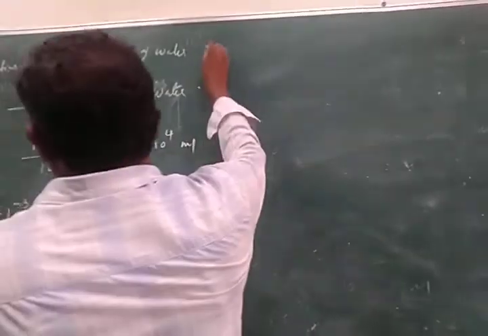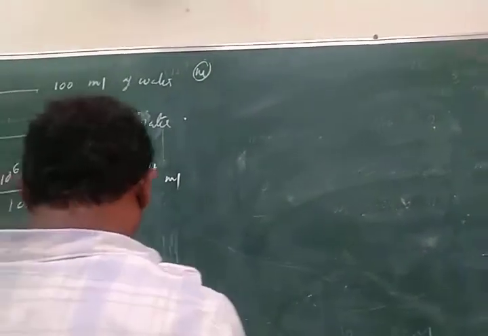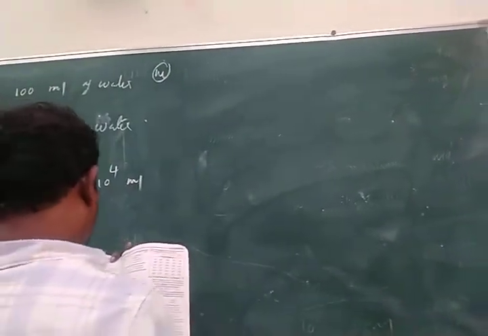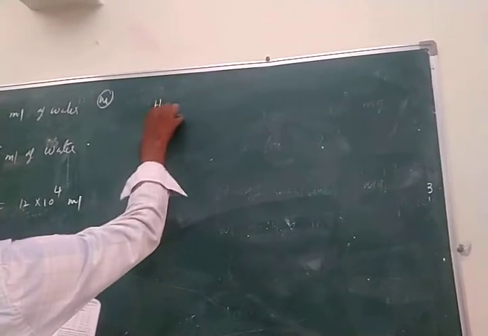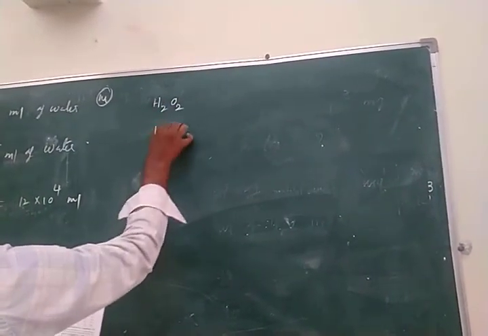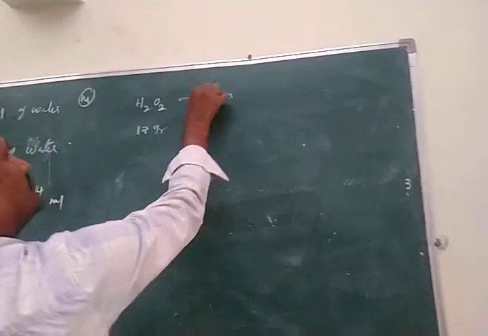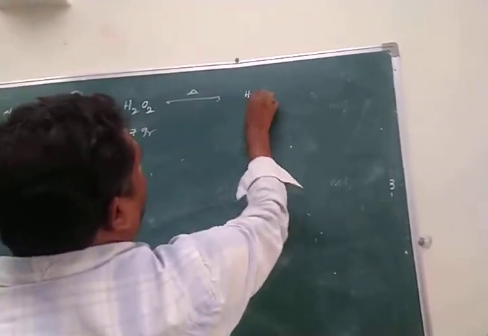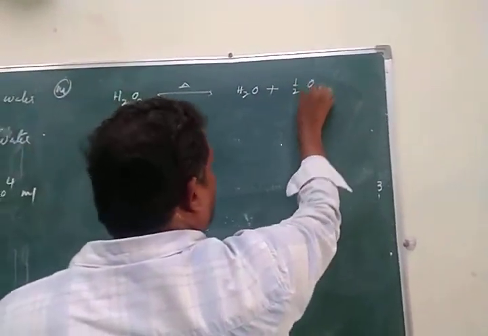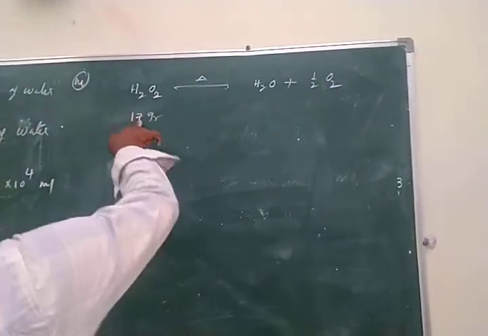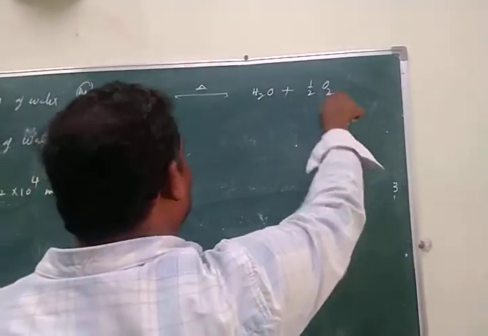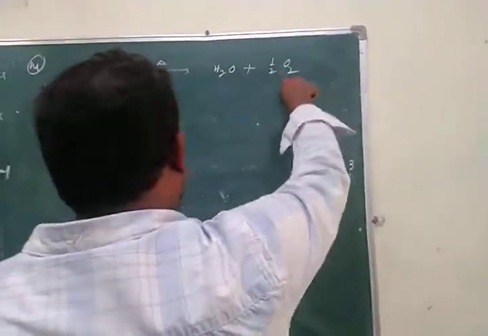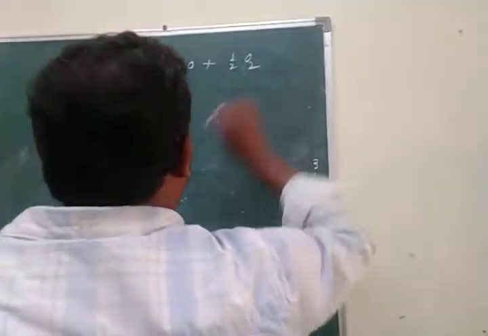The volume occupied by O2 gas at STP, obtained by the decomposition of 17 grams of H2O2. Upon decomposition, H2O2 gives H2O plus half mole of O2 according to the equation. The question is, if 17 grams of H2O2 decompose, what is the volume of O2 produced at STP?